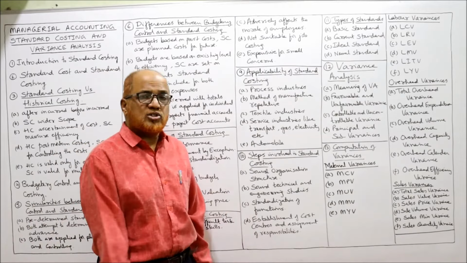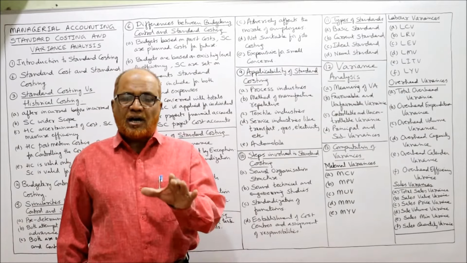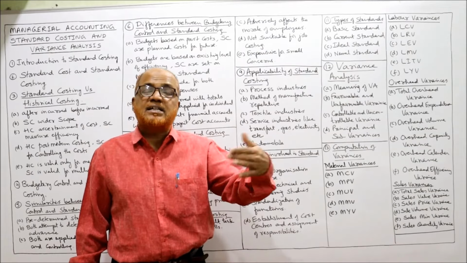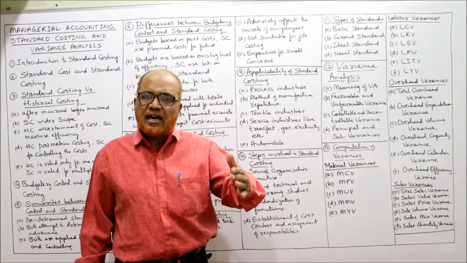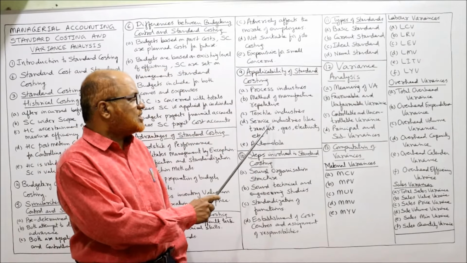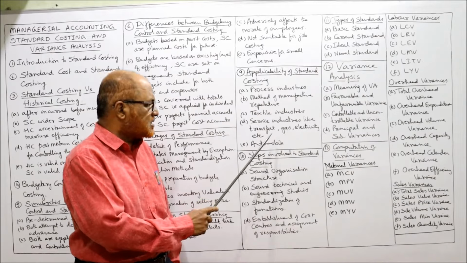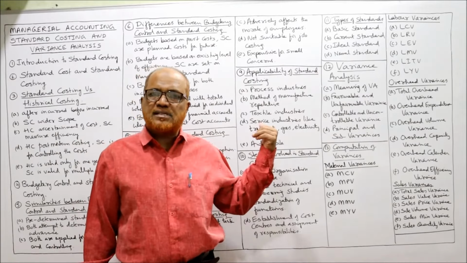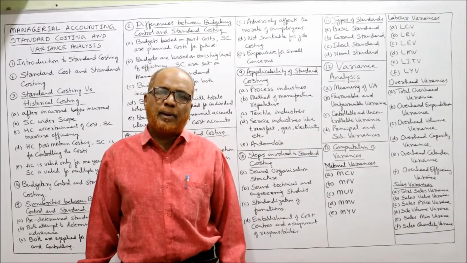Secondly, methods of manufacture are repetitive. This standard costing will be useful only when the work is repetitive. Repetitive means the same type of work is continued. Next one, textile industry, service industries like transport, gas, electricity, and the automobile industry. These are the industries where this can be successfully implemented.